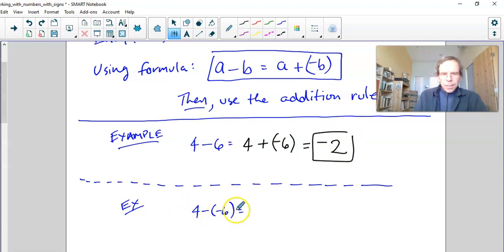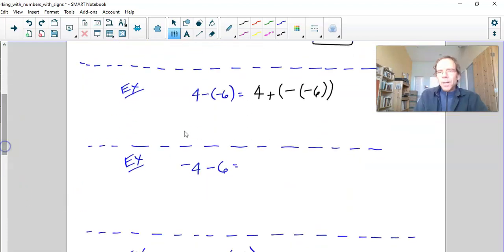All right, this one. 4 minus negative 6. Well, the rule says we've got to add the opposite of the thing we were subtracting, and that thing was negative 6. So we get 2 negatives. That's kind of weird. But what's the opposite of a negative? That's positive. 4 plus 6. So the answer here is just plain 10. We're adding 2 positive numbers. It's kind of interesting, right? Subtracting a negative is the same as adding a positive number.